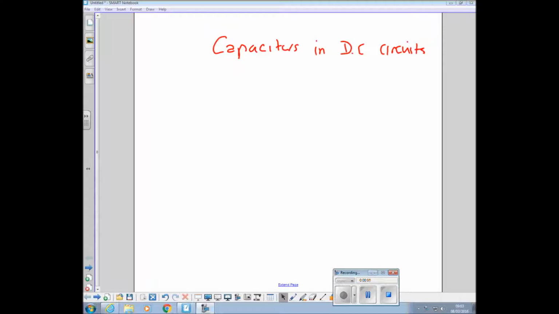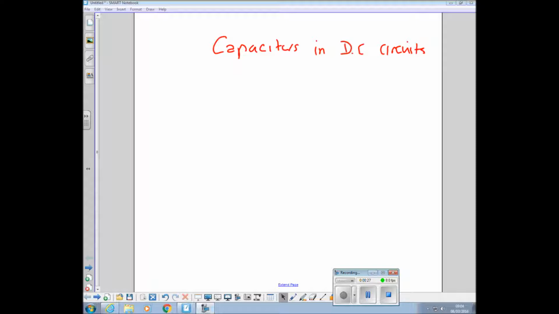Right guys, today's session, capacitors in DC circuits. I'm going to start by just reviewing something that you probably will have already done if you've done something like BTEC, i.e. what is a capacitor. I'm not going to go too deeply into any kind of different constructions of capacitors. We're more interested in what they do in circuits.